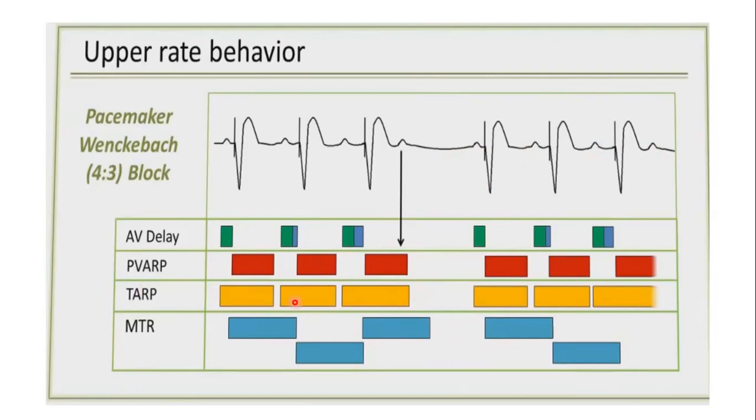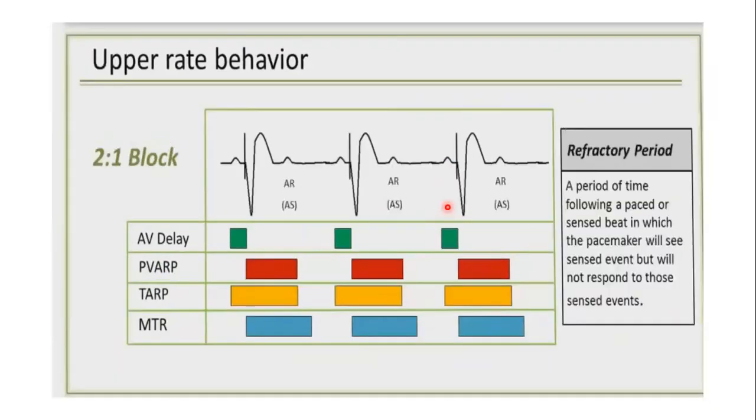And the problem is actually because of the post-ventricular atrial refractory period, total atrial refractory period, and this maximum track rate that have been mentioned. They are the timers that are affecting effective communication between the ventricle and the atrium in this particular case. So we have an upper rate behavior also that produces 2-to-1 block.